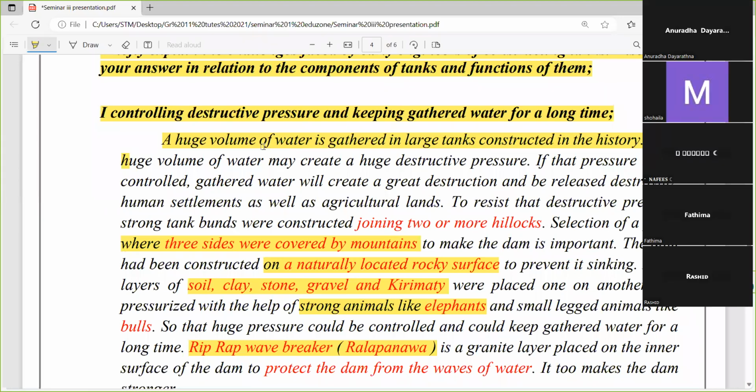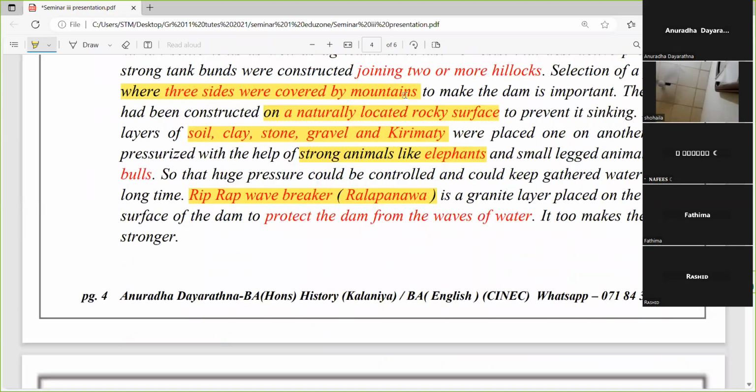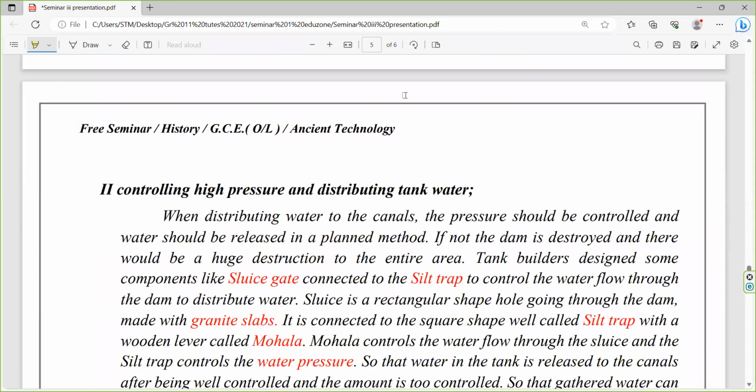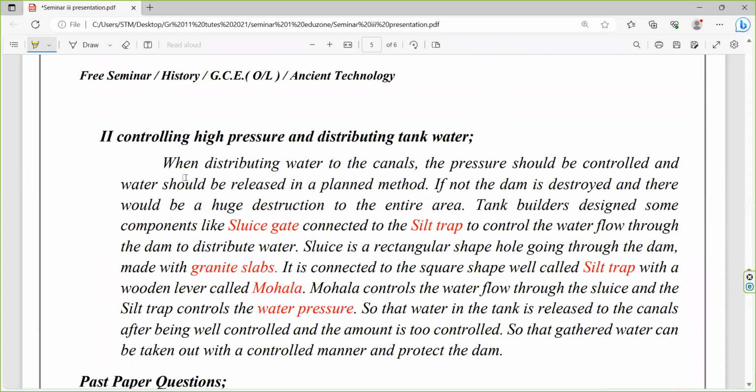Now we'll go to this one, continuing. Right? Controlling high pressure and distributing tank water. So when distributing water to the canals, the pressure should be controlled. This pressure should be controlled when distributing. If not, the dam is destroyed, and there is a huge destruction to the entire area.